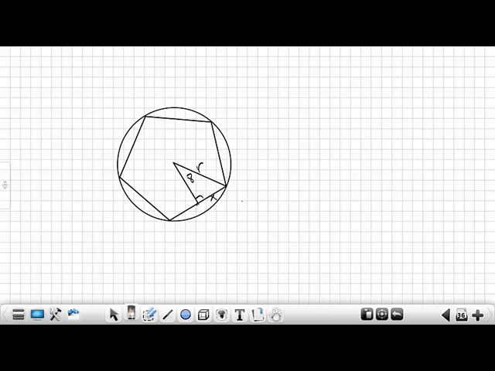Have I lost anybody? Yes. Which part? Just all of it? Okay. So I've got a pentagon circumscribed by a circle. The apothegm, which goes from the center to an edge, perpendicular always, is 8. And then I'm going to solve what is the radius of the circle and what is the perimeter of the pentagon.